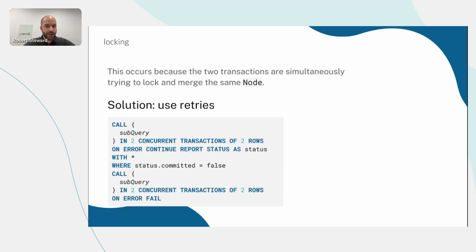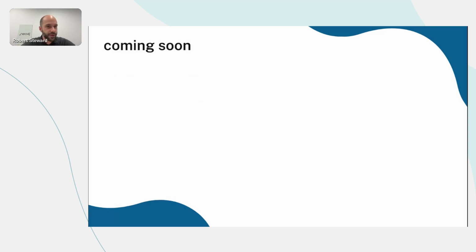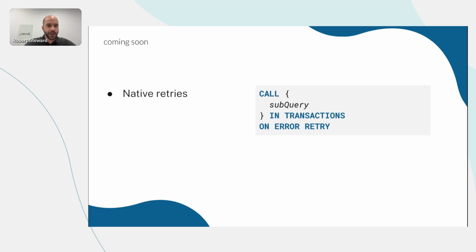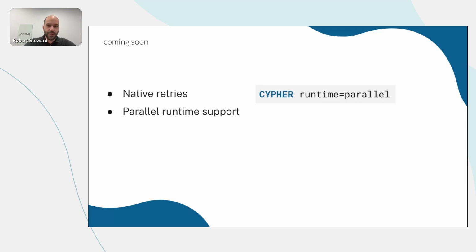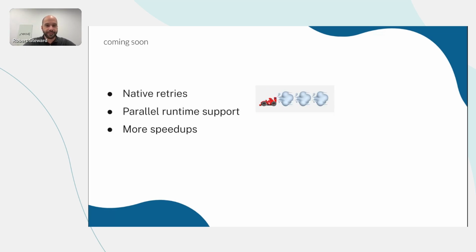So that's all I have for you in importing, but we do have a sneak peek in the last few seconds of this. I can talk about native retries, so making that look a little nicer. We can add parallel runtime support. This is coming soon, perversely only in slotted for now, but soon to be runtime parallel. And finally, of course, there'll be more speedups.